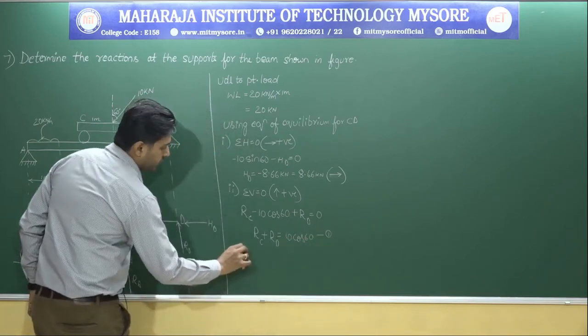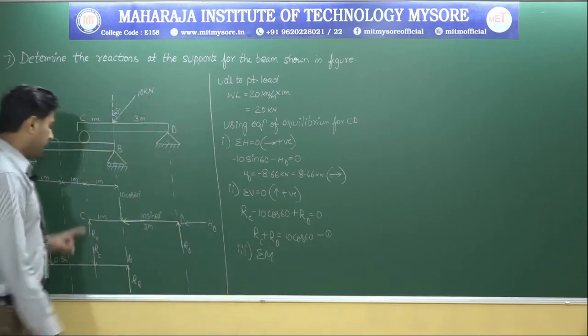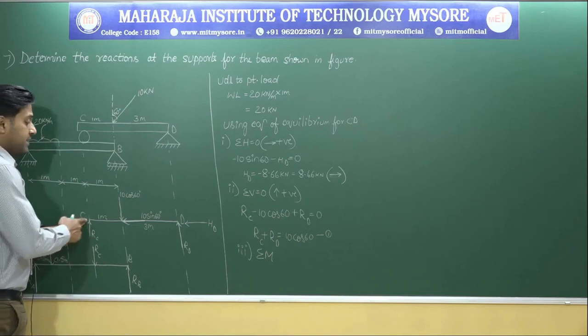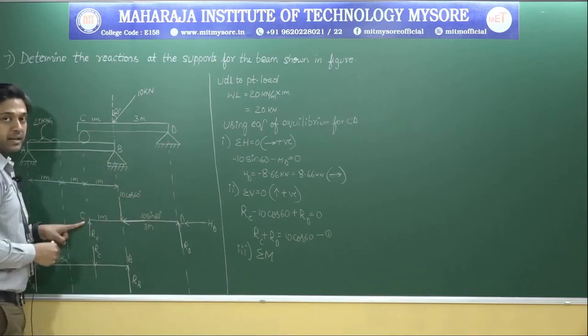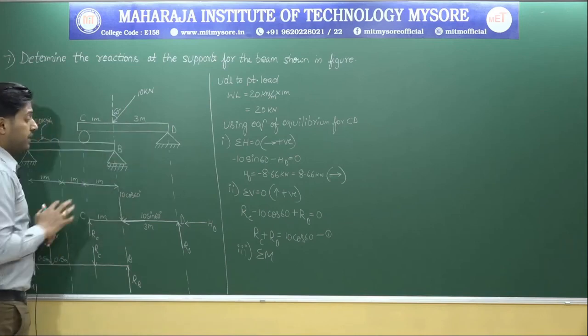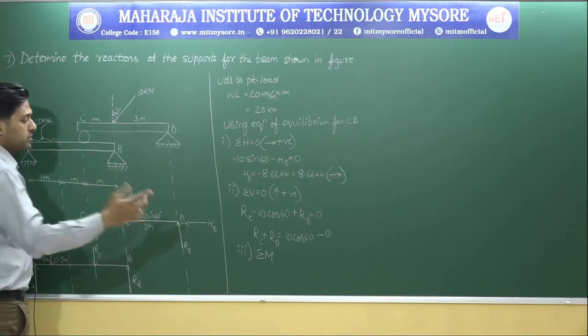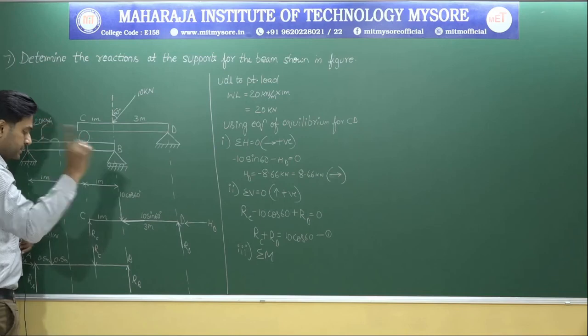So let me go with the last one, that is moment about certain point. Now the supports are at C and D. So at C one support is there, at D one support is there. So now about which particular support we need to take the moment? Where there are more unknowns. So don't you think that at C there is only one support.